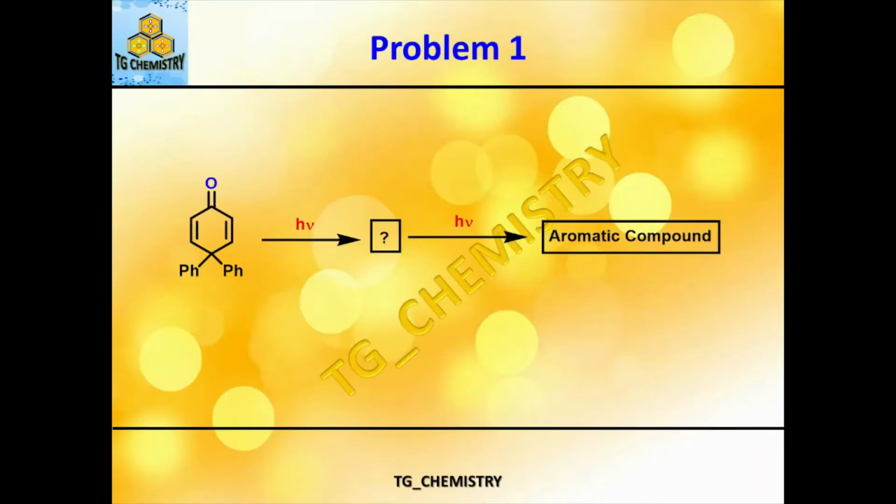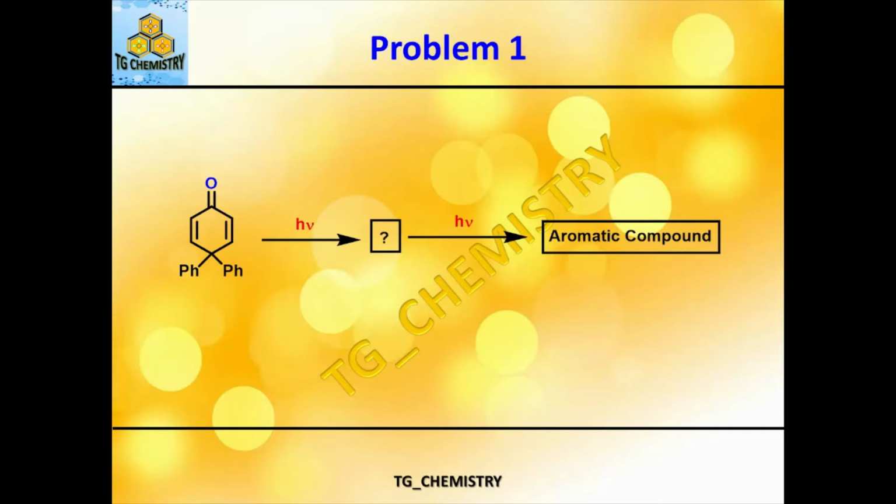So the first problem deals with the dienone system, as you can see over here, which upon photoirradiation first produces a compound which is represented as a question mark inside the box, and which upon further photoirradiation will produce an aromatic compound. So this can be either the following way, the way it is represented here, or there can be other products which are wrongly represented if it comes as a multiple choice question. So both are possible. So first we need to know the answer of the question.